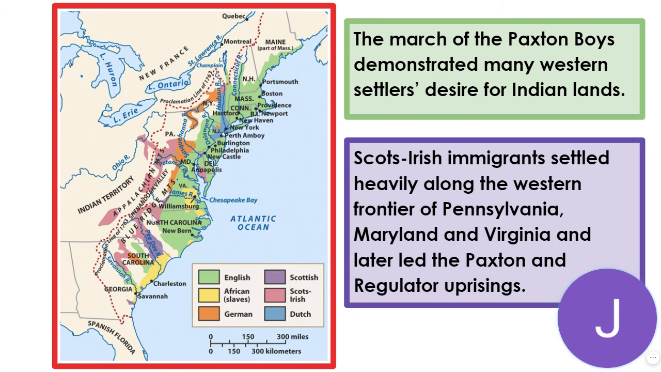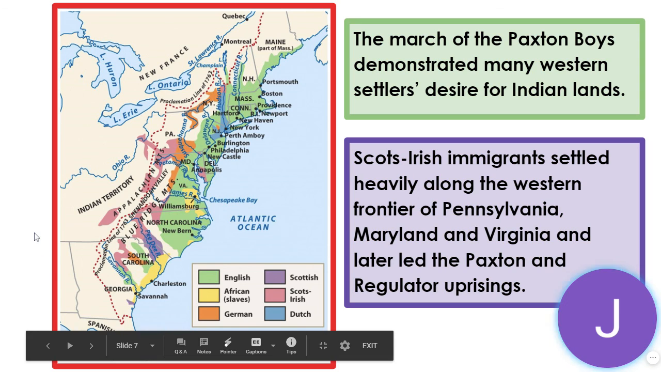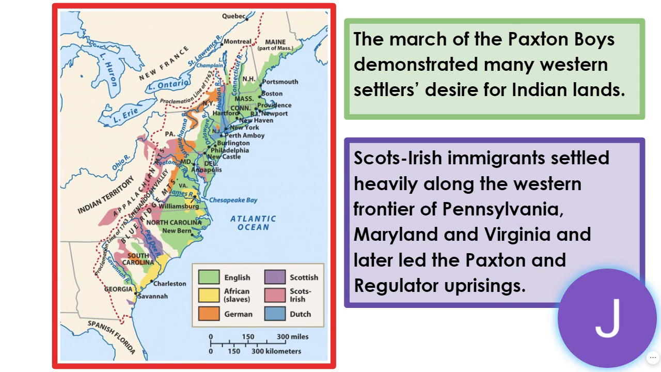So again, they're the pink, so you notice they're kind of there. And so they were kind of like outliers within the United Kingdom as well, because they were a mix of Scottish and Irish, and so they were like a minority group there. And so when they came to America, they kind of just went way out there and settled along the frontier. But this is going to lead to some of these uprisings that we're going to see, like the Paxton Boys.